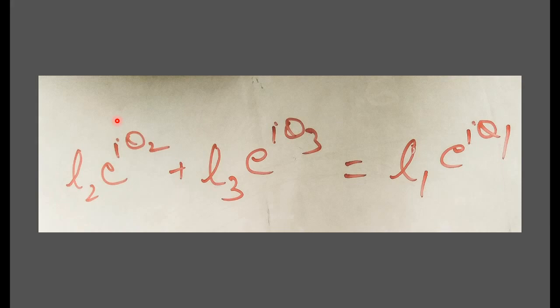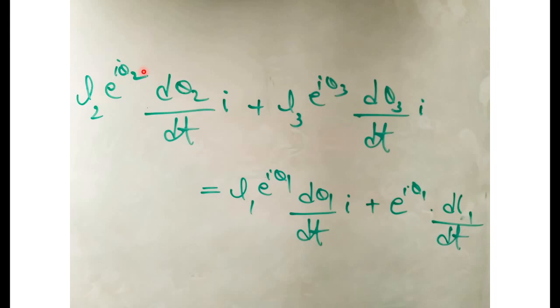So first, L2 e raised to i theta 2. Here L2 is the length of the crank, it is a constant. So the differentiation of e raised to i theta 2 is enough. The differentiation of e raised to x is e raised to x only. So e raised to i theta 2 into d theta 2 by dt, since theta 2 is a function of time, and i is a coefficient of theta 2, that is also included here. So i into d theta 2 by dt, that is the differentiation.